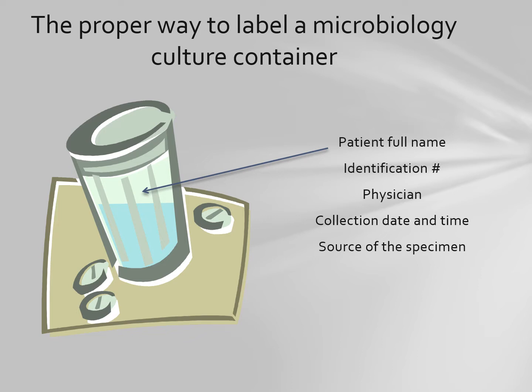We want to make sure that the collection date and time of the sample is written on the specimen, and then we have to know the source of the specimen. Is this a urine specimen? If so, is it a urine that's a clean catch, or is it a urine that's a catheterized sample? Those are all things that we need to know prior to culturing our sample.